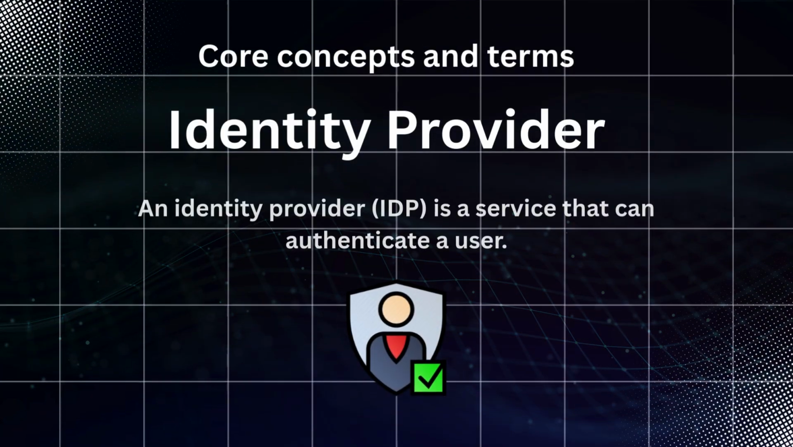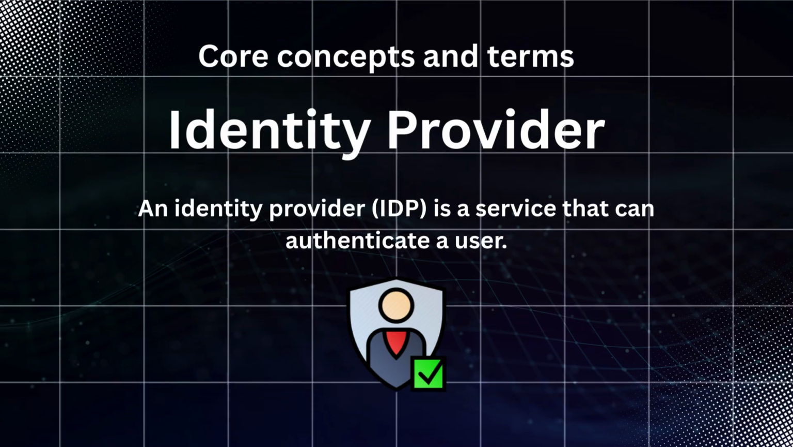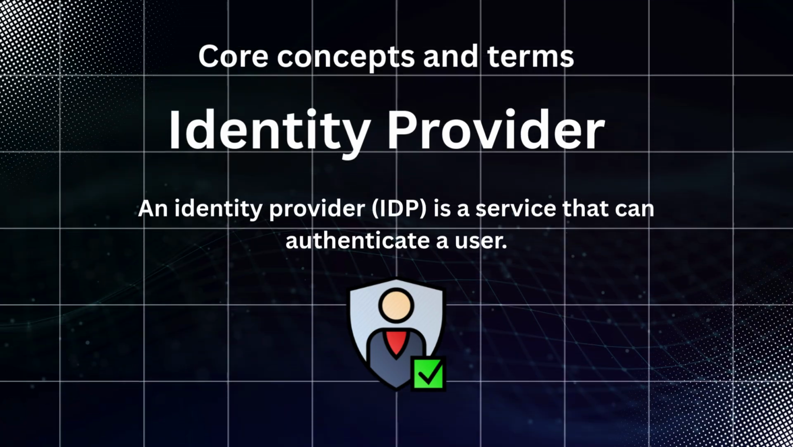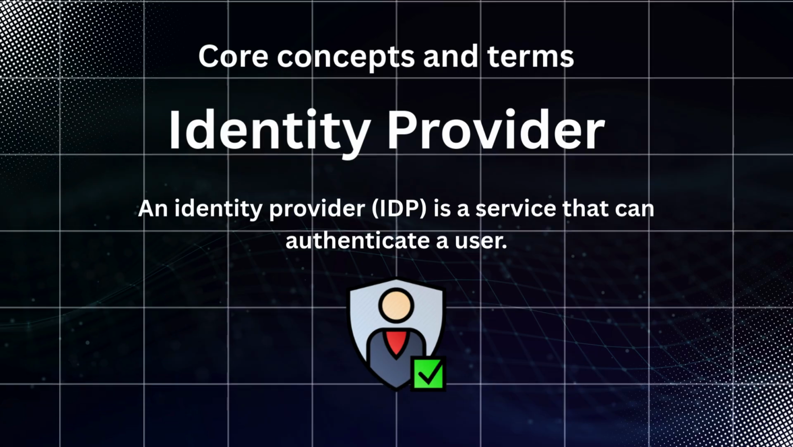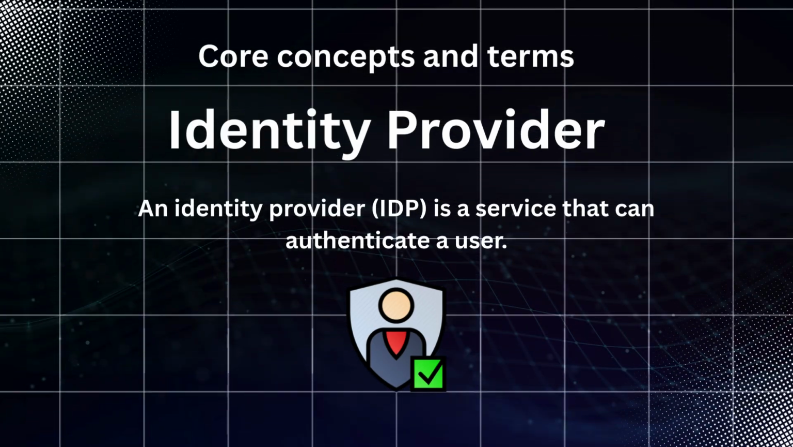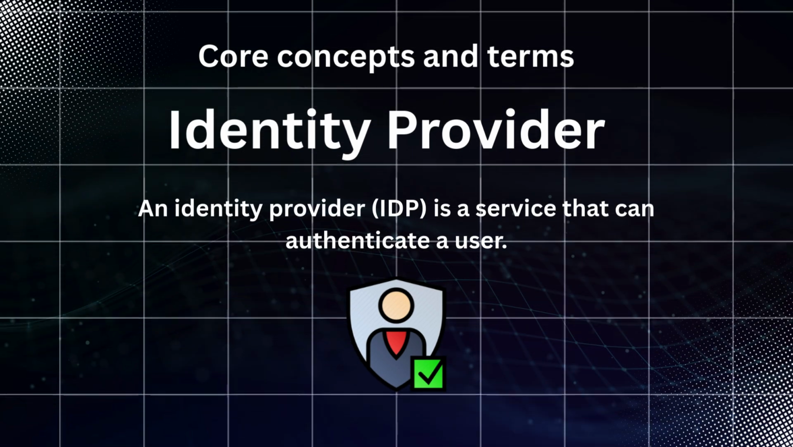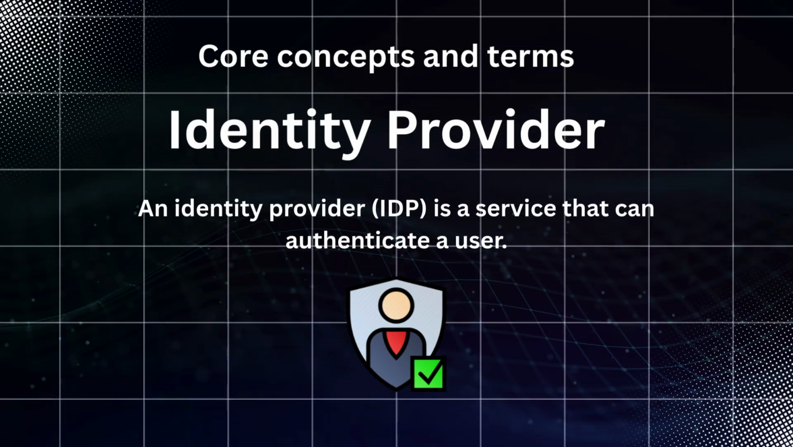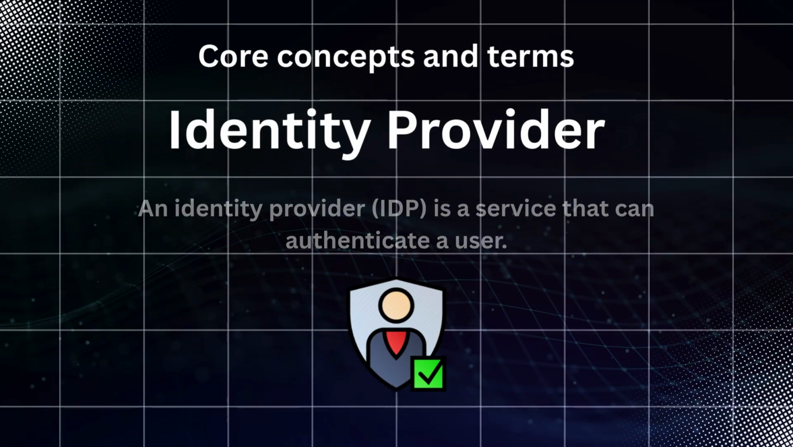Then we have a term called identity provider. An identity provider is a service that can authenticate a user. Keycloak is an IDP. External IDPs like Google, Microsoft, or another Keycloak instance can be integrated so users can log in using those credentials. So consider an example where a portal allows employees to log in via corporate Microsoft Azure AD and partners to log in via Google.